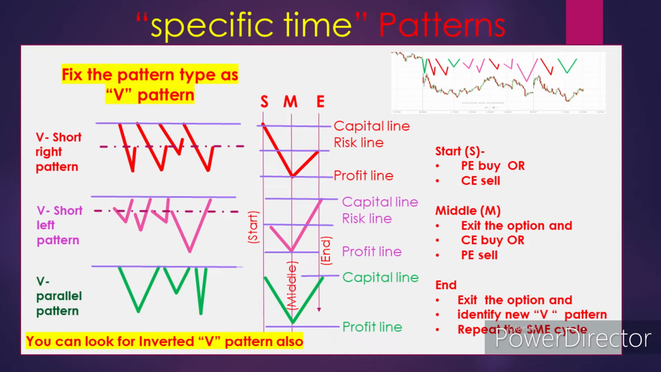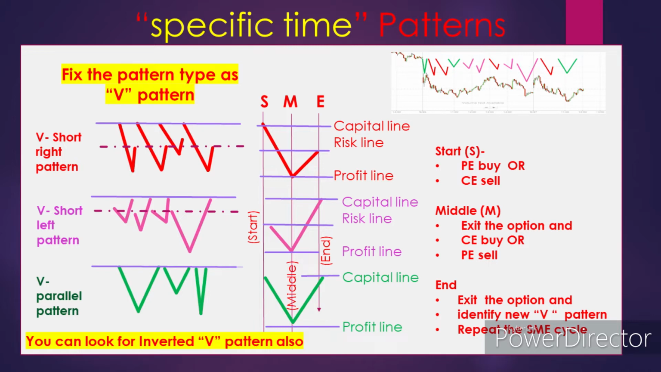And the next part is the node M. The node M is the second point where the trader must book his first profit by exiting from the contract created in the S node. You exercised one option contract, which may be a put buy or call sell, from the S node, and you have to exit from that. You have to book the profit.